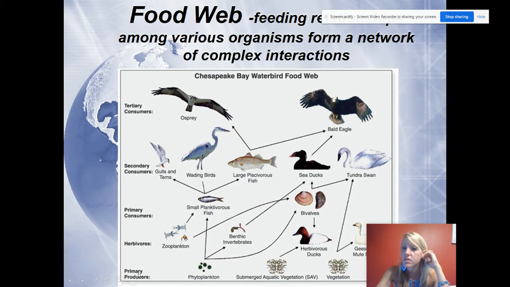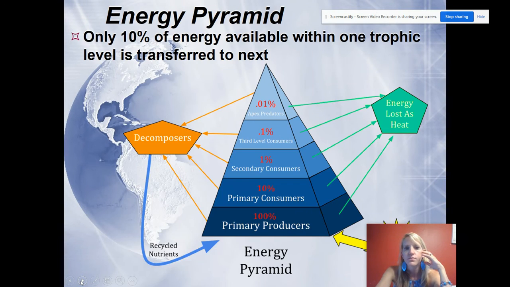Again, primary producers get their energy from the sun. They're photosynthetic autotrophs. And then you have herbivores that eat those. And you have carnivores that eat the herbivores.